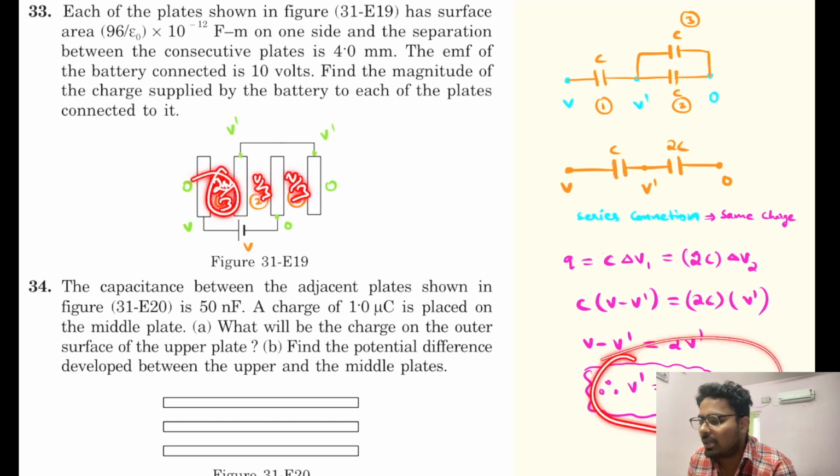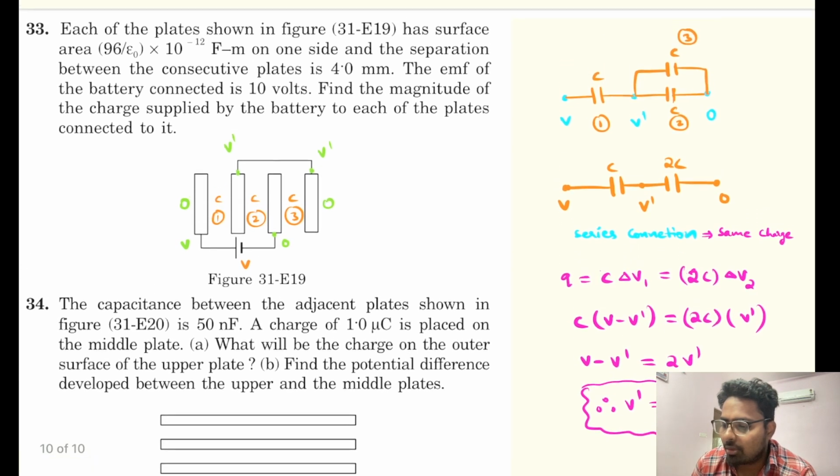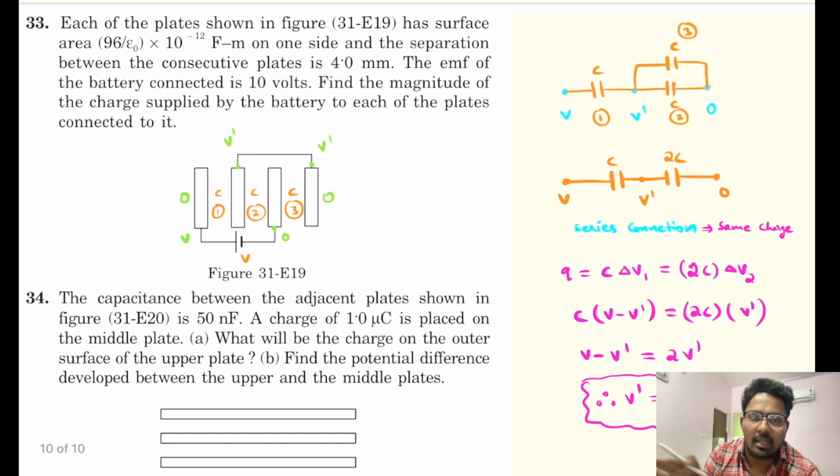Once you get the value of V dash, as I said, you can find the charge on any capacitor, and once you are able to find the charge on the capacitor, we can find the charge on each plate, right? Each plate or each surface of the conductors that they have given. Okay, so I hope all these concepts make sense for you.